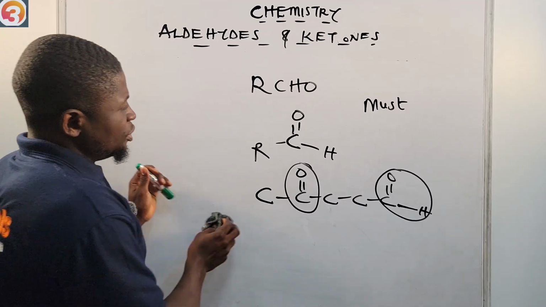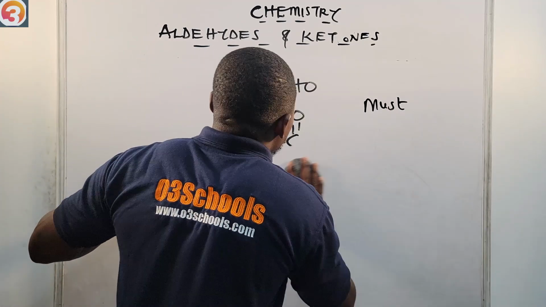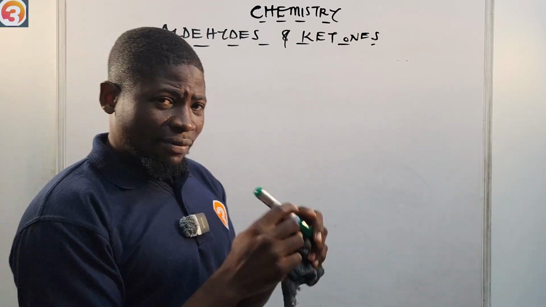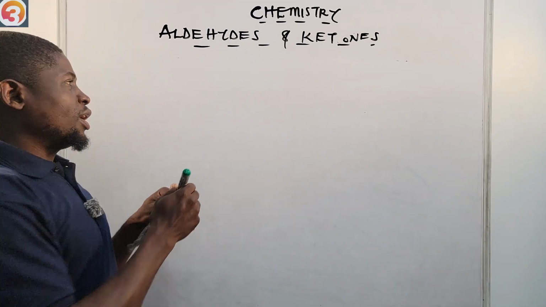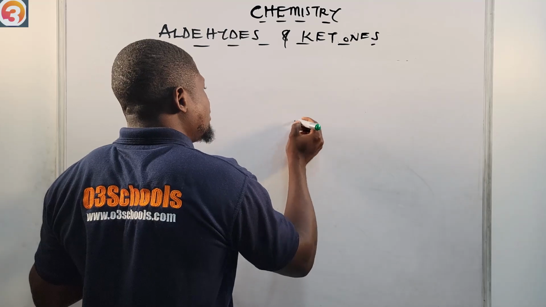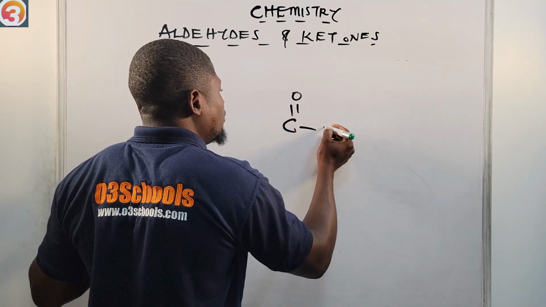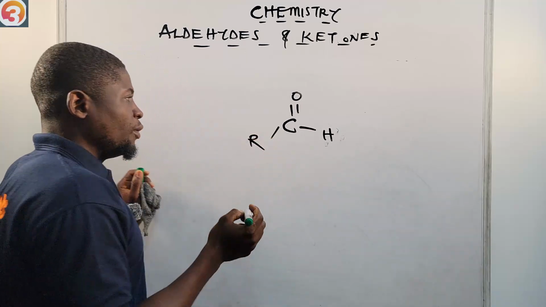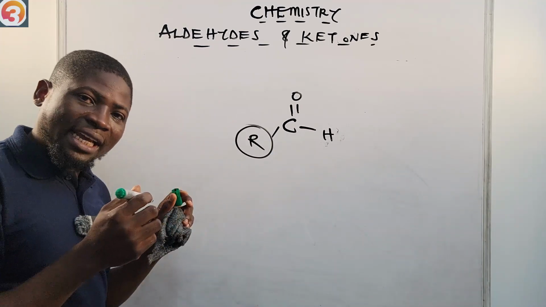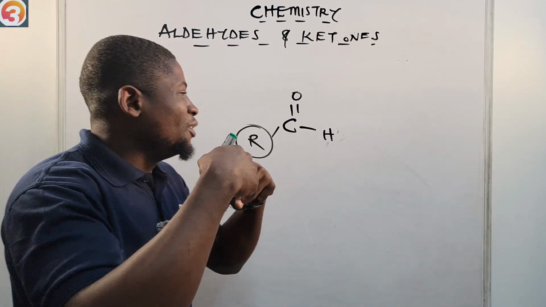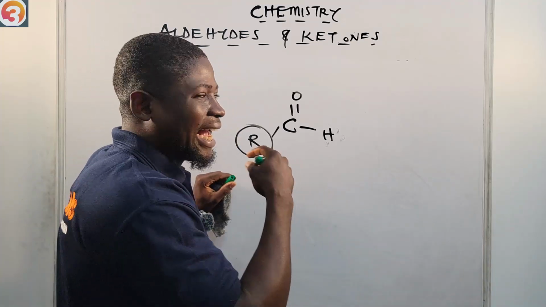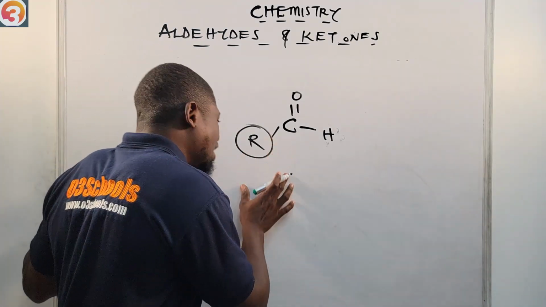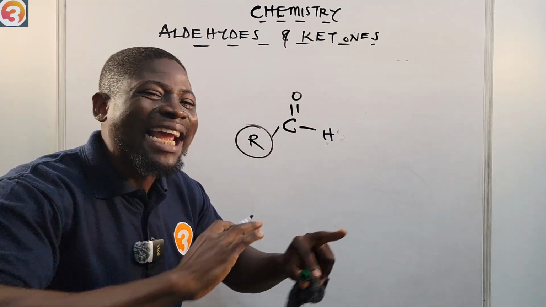Now let us continue. We have seen the functional group, and we have said that it must be at the end of the chain. Let me redraw this. If you have C double bonded to O, then here you have your H, then here you have your R. This R that is here can either be a normal R group, like an alkyl group, or it may be a hydrogen atom.